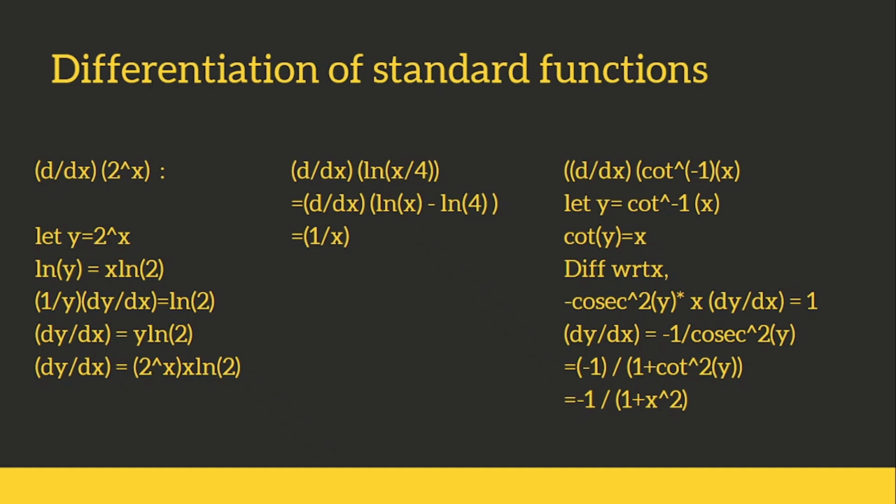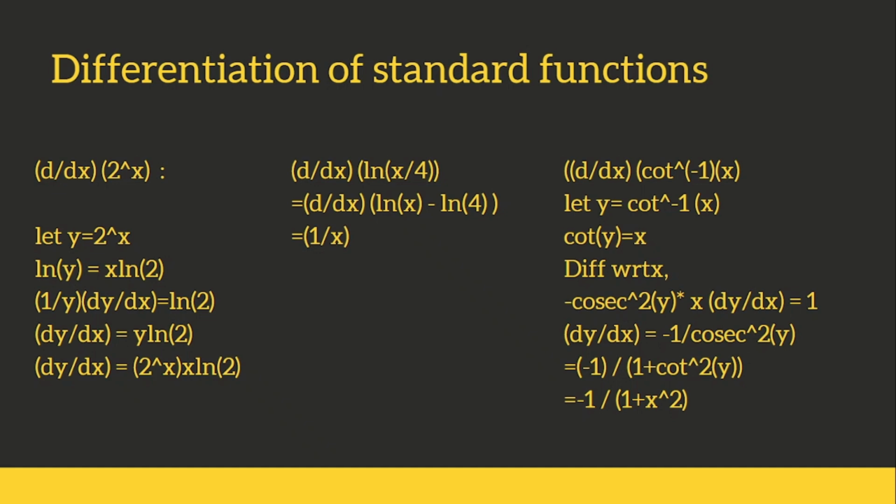Then the last part, if you want to differentiate cotangent inverse x, we let y equal cotangent inverse x. So then we cotangent both sides essentially. So cotangent y equals cotangent inverse, so that neutralizes, just x. Then we will differentiate with respect to x.